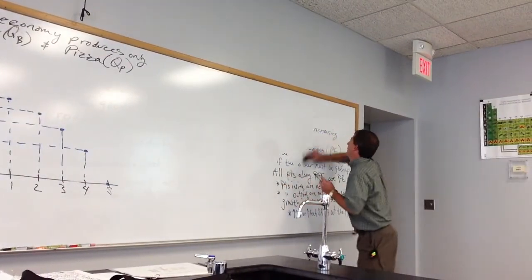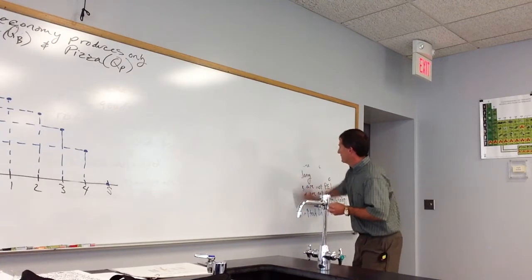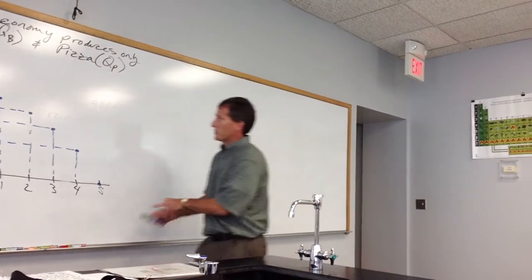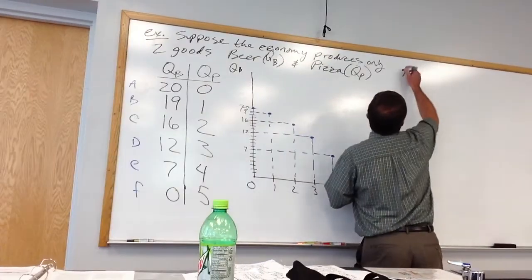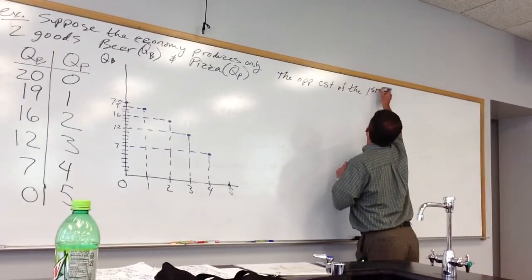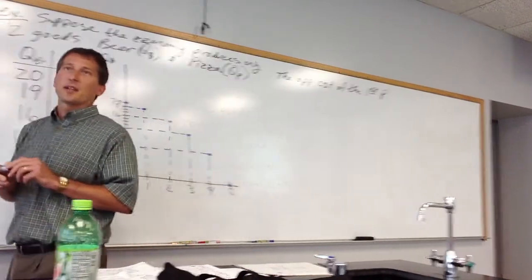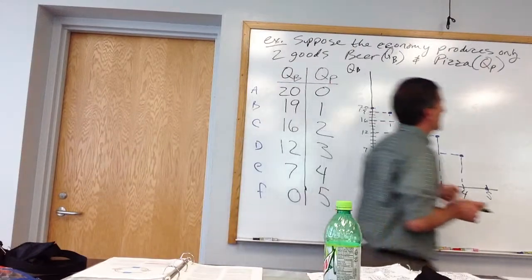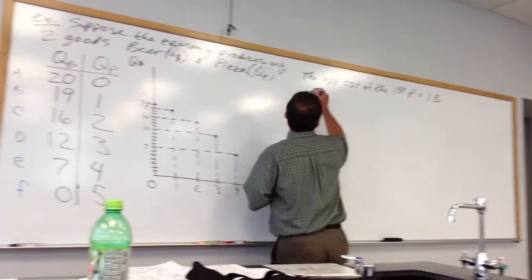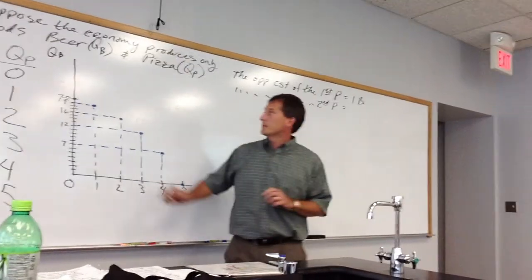So I want to think about the cost of the first pizza. What is the opportunity cost of the first pizza? What would you say the first pizza cost you? 1 beer. Good. So it is 1 beer. What about the second one? The opportunity cost of the second pizza. 3.